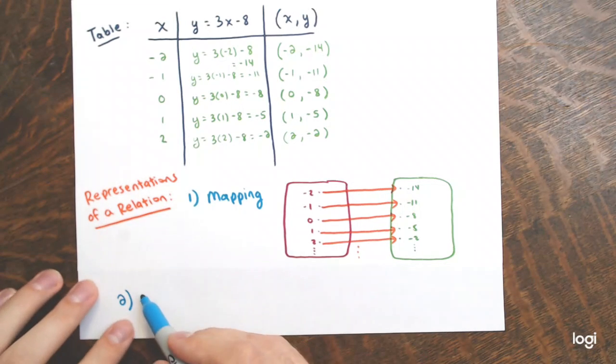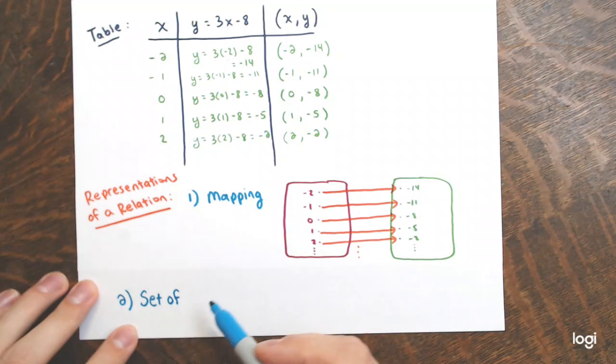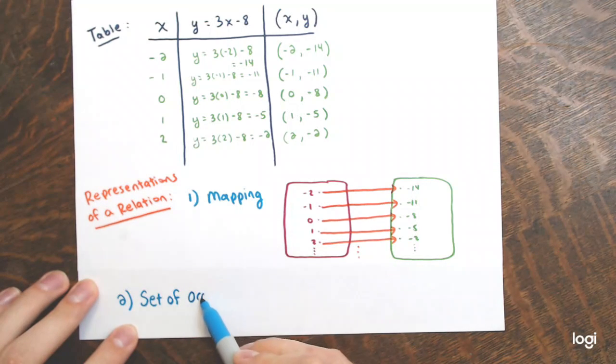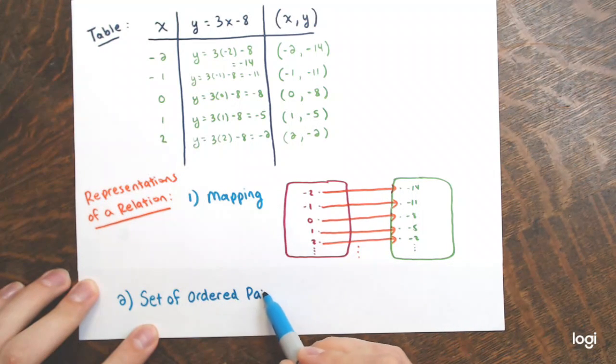A second representation we've come across in previous videos, and I'll just recap here real quick, is just a set of ordered pairs showing the relationships between one set of numbers and another set of numbers. And they don't have to be sets of numbers either, but right now we're looking at 2 sets of numbers being related. So as a set of ordered pairs.